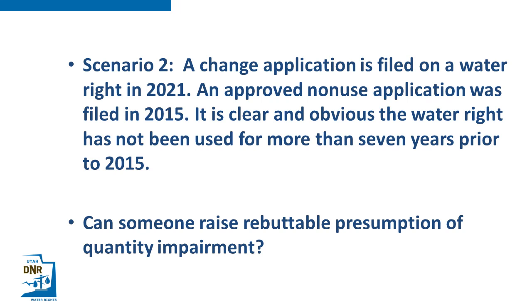Scenario 2. A change application is filed on a water right in 2022. An approved non-use application was filed in 2016. It is clear and obvious the water right has not been used for more than 7 years prior to 2016. Can someone raise a rebuttable presumption of quantity impairment? The answer is yes. The non-use application does not constitute beneficial use. The 7-year period is 7 years prior to the filing of the non-use application. The applicant should submit evidence of use either with the non-use application or the change application in order to rebut the presumption of quantity impairment.